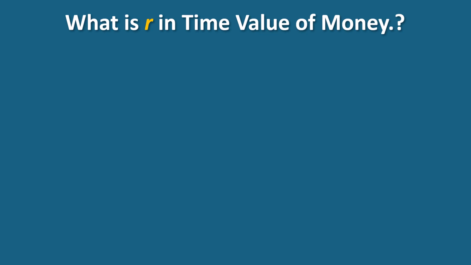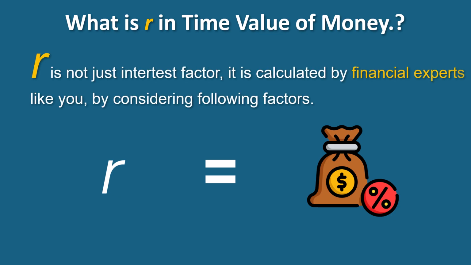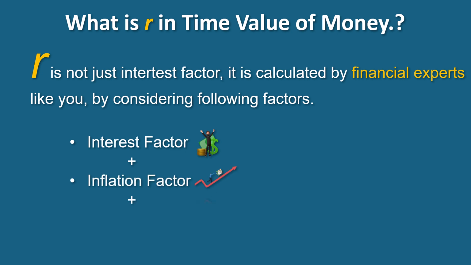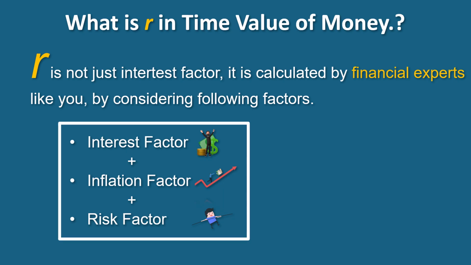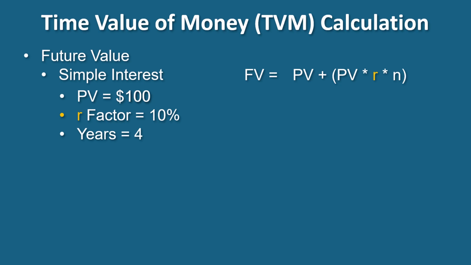First, we must understand what the R factor is in the time value of money. Some people think R is simply the interest rate, but R is not just the interest rate. It is calculated by financial experts by considering the following factors. R factor equals interest rate plus inflation rate plus risk factor. When these are all combined, they form the R factor. The R factor is always greater than just the interest rate because the interest rate is only one part of it.